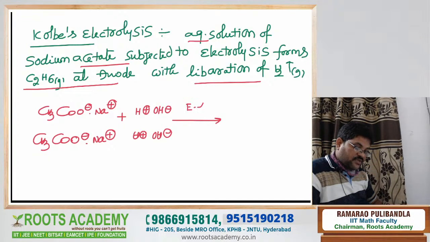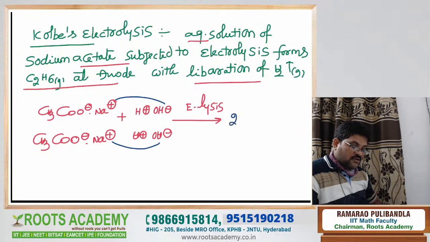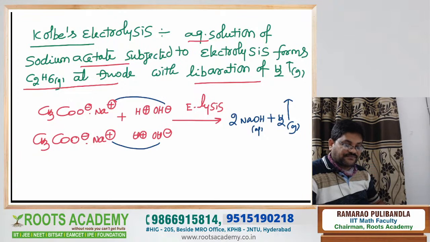For the process of this electrolysis, we use an anode and a cathode. Now from that, what do you get? The Na plus ion combines with OH minus, forms what? 2 NaOH aqueous solution. H plus ions move towards what side? Cathode side. Liberation of what gas? Liberation of H2 gas.